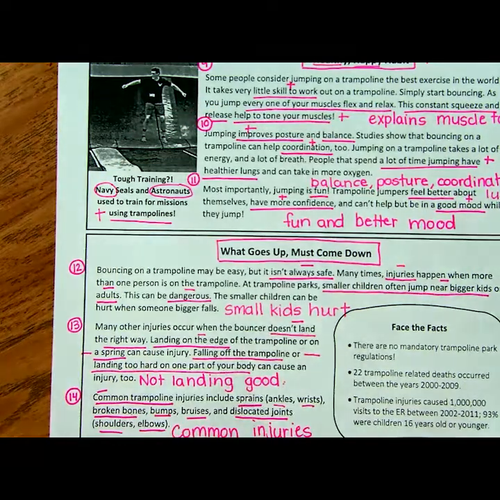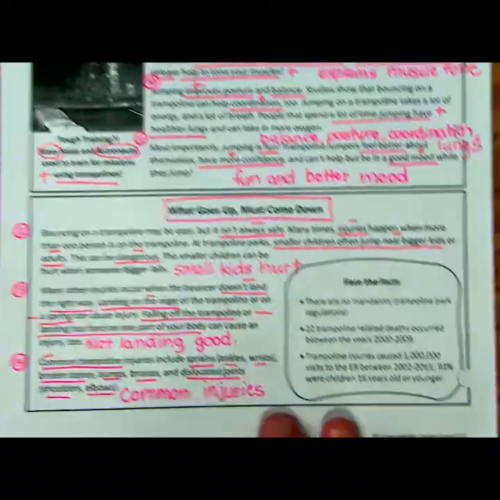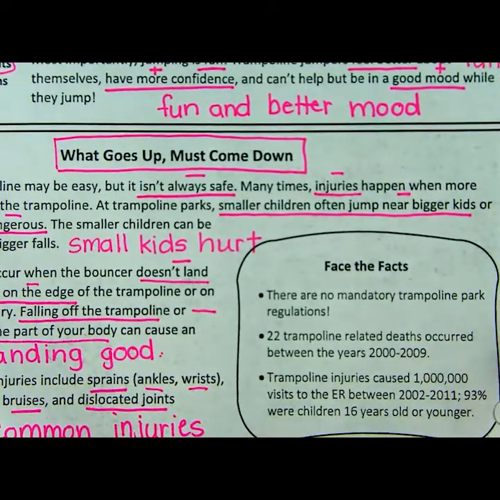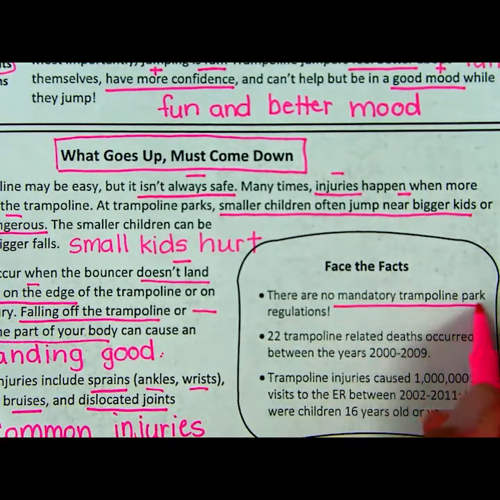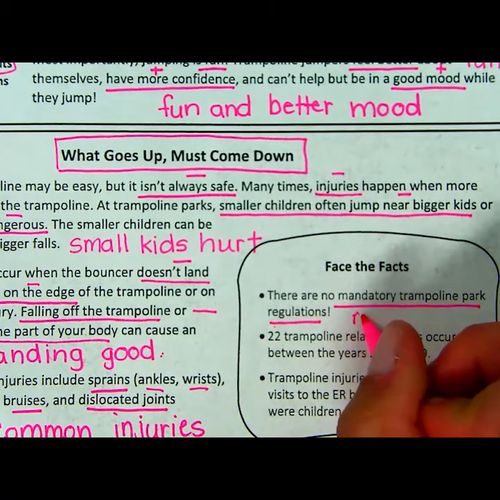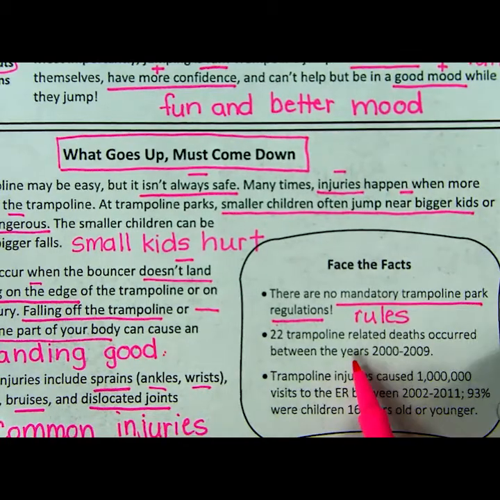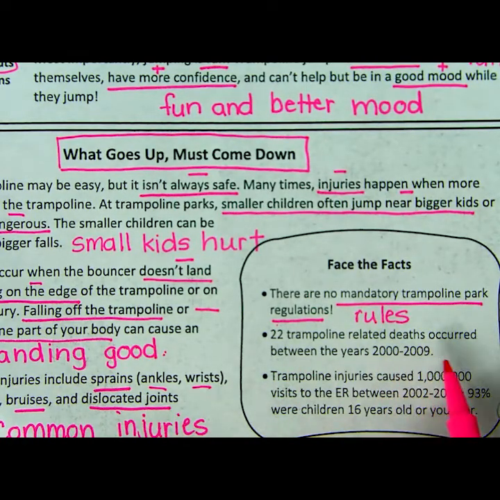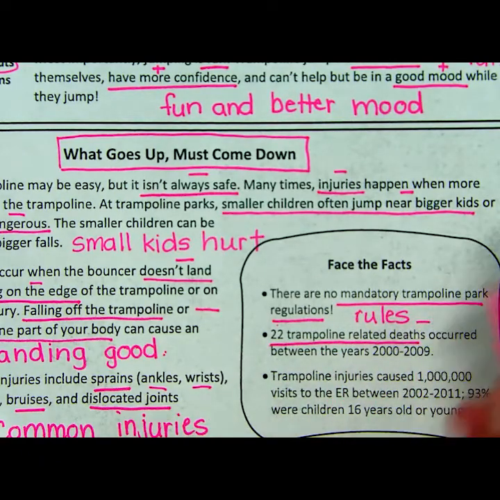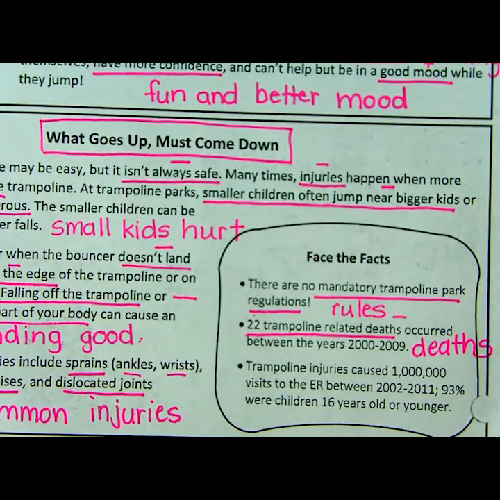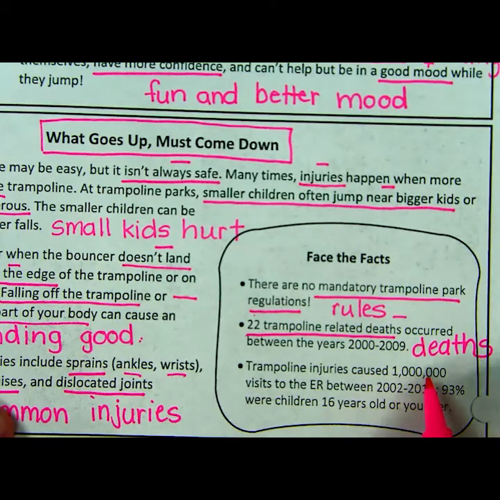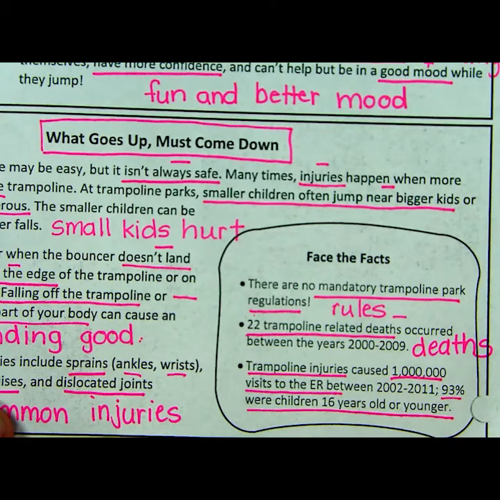Now let's look at this fun fact. I'll zoom in because this one's kind of hard to read. There are no mandatory trampoline park regulations. Regulations meaning rules. 22 trampoline-related deaths occurred between the years 2000 and 2009. Oh boy. Deaths have even occurred. And the last one, trampoline injuries caused 1 million, wow, look at that, visits to the ER. 93% were children 16 years old or younger. So you've got here number of injuries.